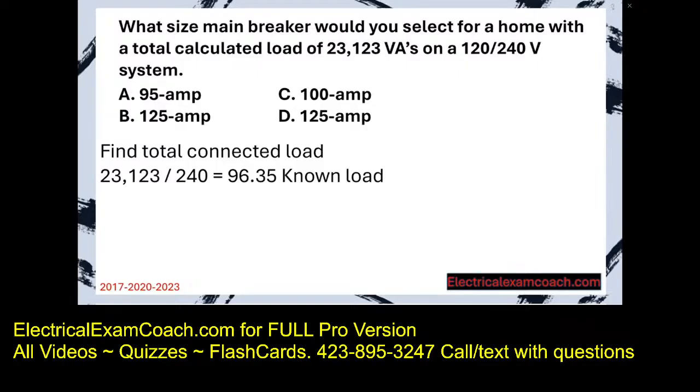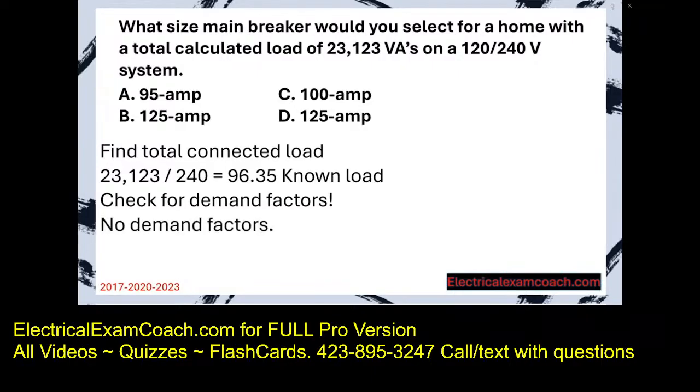We would round down to 96. Now we check for demand factors. Because this load calculation was already performed, there are no more demand factors to do. They were done along the way, right? We would have performed our range demand factor, our dryer demand factor, and then now we have this total lump sum of 23,123. So all we have to do is divide by 240, and there are no demand factors.